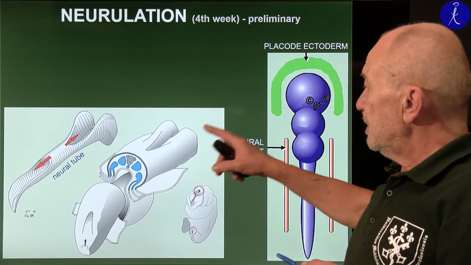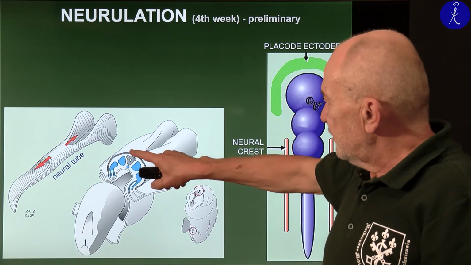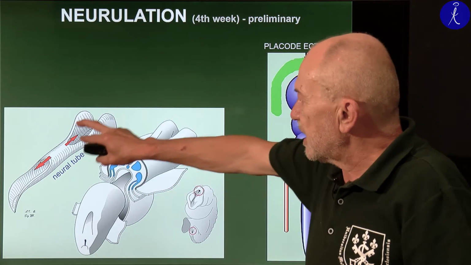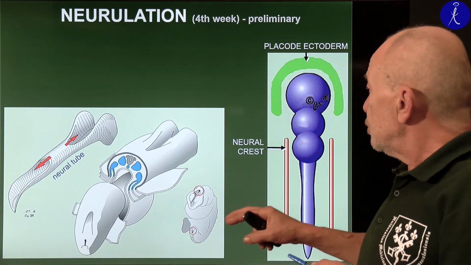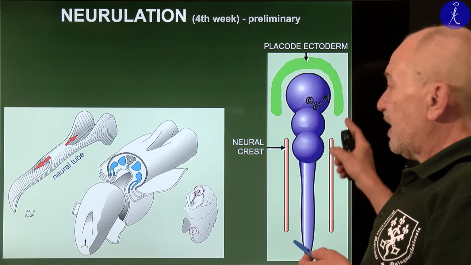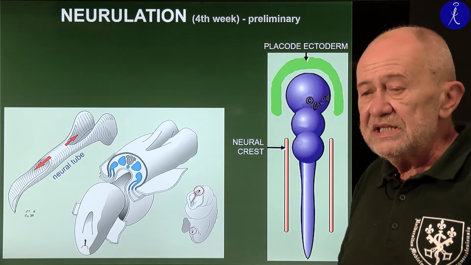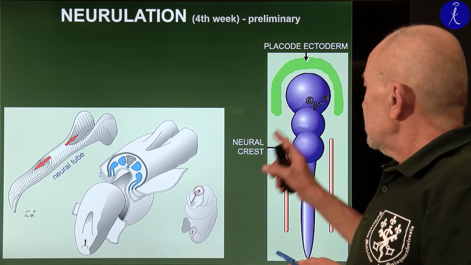In addition to that, there is another piece of the surface ectoderm, just dorsal to the cranial part of the neural tube, and this one is called the placode ectoderm. Several structures develop from it, but we should not go into details. Now, what we need now is this neural tube.